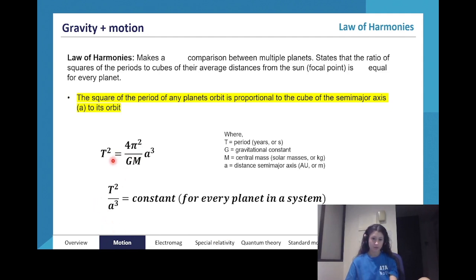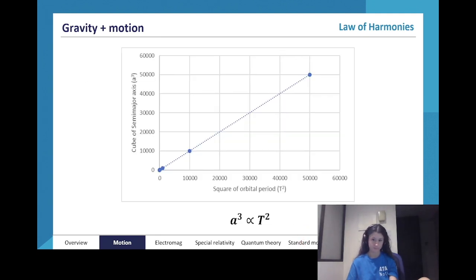T is the period in years or seconds. G is the gravitational constant. M is the central mass, the mass around which the satellite is orbiting. And a is the semi-major axis distance, or in other words, the radius.